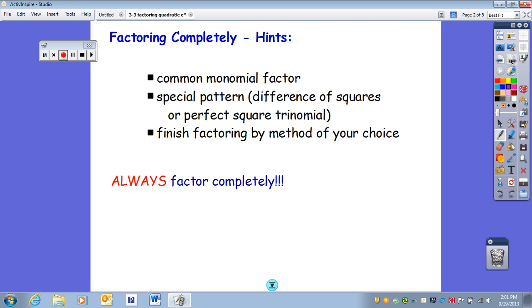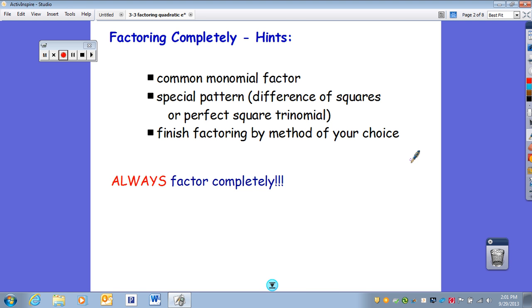Then we take a look to see if what we have left is a special pattern, such as the difference of squares or a perfect square trinomial. And then we'll finish factoring by using the method of your choice, which might be the AC method or usually trial and error. At the end, we want to make sure we always factor completely. So let's do some examples.